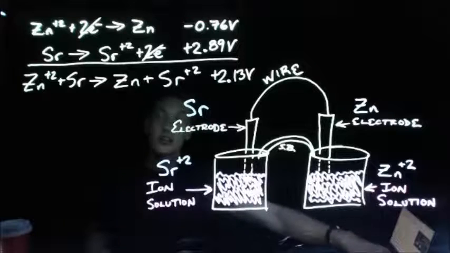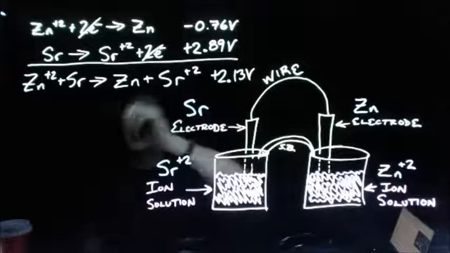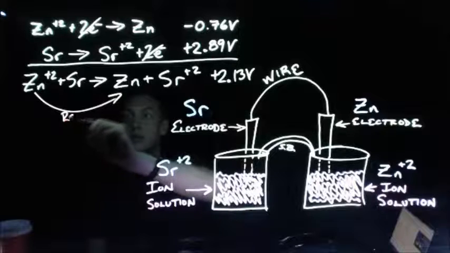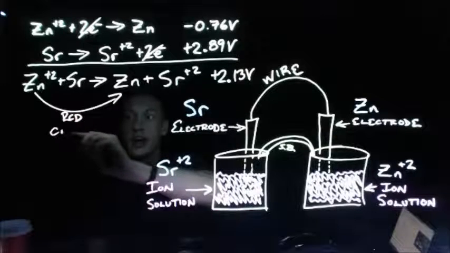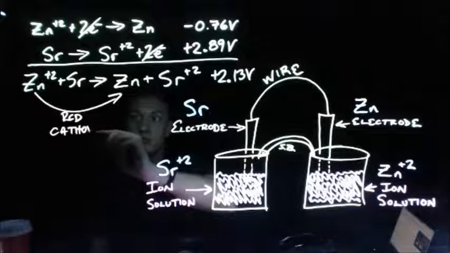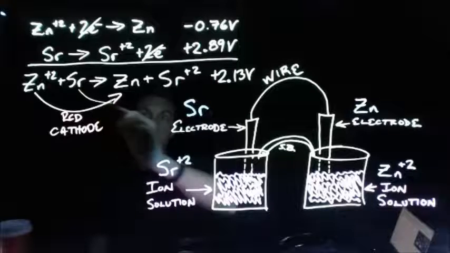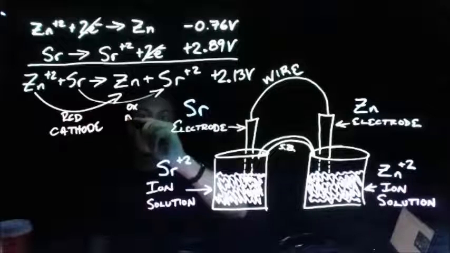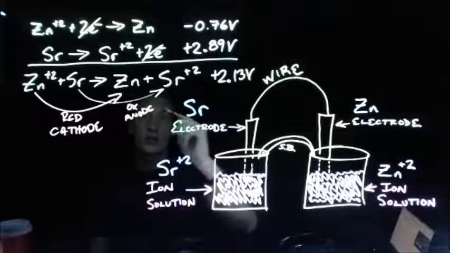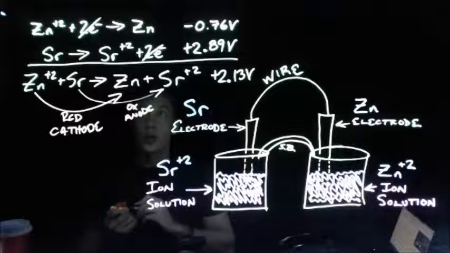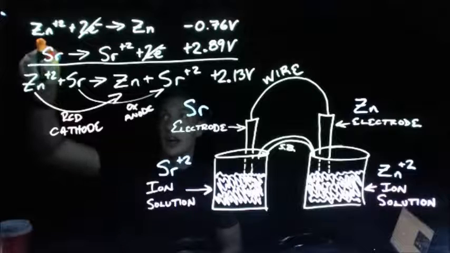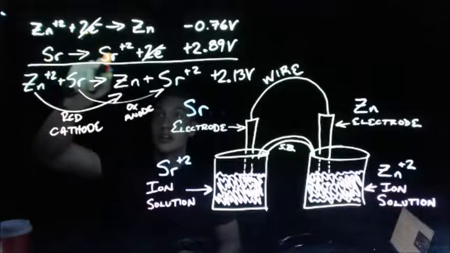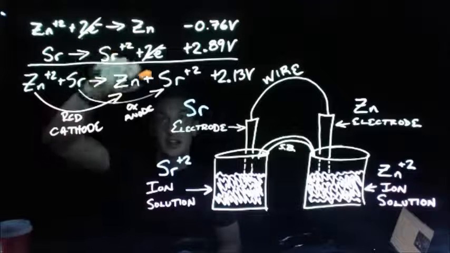That means that zinc is undergoing reduction and is therefore the cathode, and strontium is being oxidized and it will be our anode. Or another way of looking at it, back here in this original reaction, the zinc is gaining electrons, that's a reduction. The strontium is releasing electrons, that's an oxidation.